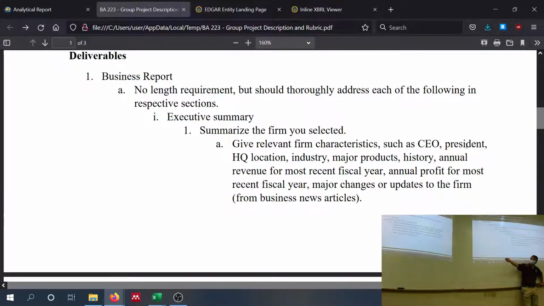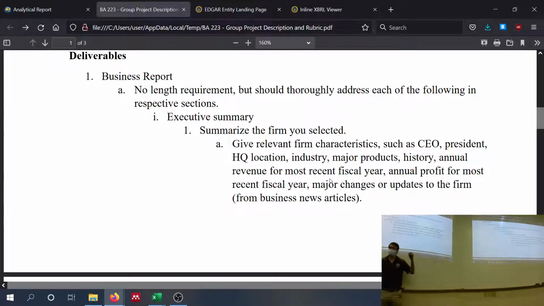Annual revenue for the most recent fiscal year. Annual profit for the most recent fiscal year. Major changes or updates. And again, major changes or updates are almost certainly going to come from the business news articles. You're going to have to find those on your own. I don't think that's too much to ask. Maybe you think it is. I don't think it is, though. I think you can probably do that in about a day.